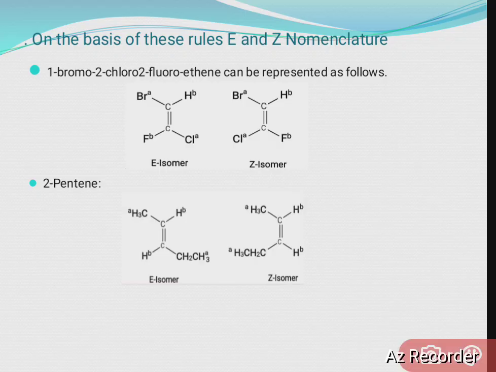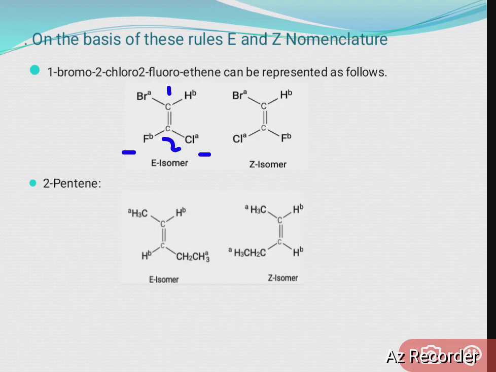See here. Okay, this is 1-bromo-2-chloro-2-fluoroethene. This is the first carbon, and this is the second carbon. For this first carbon atom, what are the elements attached? One is hydrogen, the other one is bromine. Okay, so this is the first one, this is the second one. Next, for the second carbon atom, what are the groups attached? One is fluorine, the other one is chlorine, right?